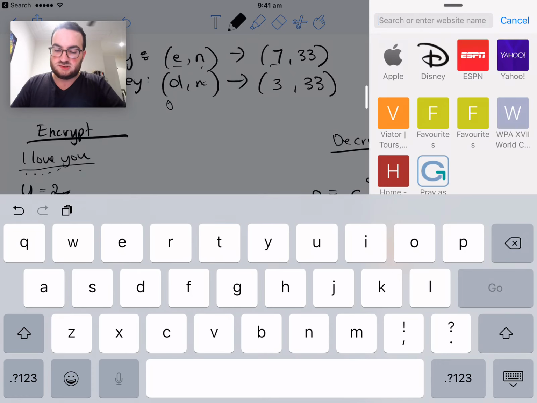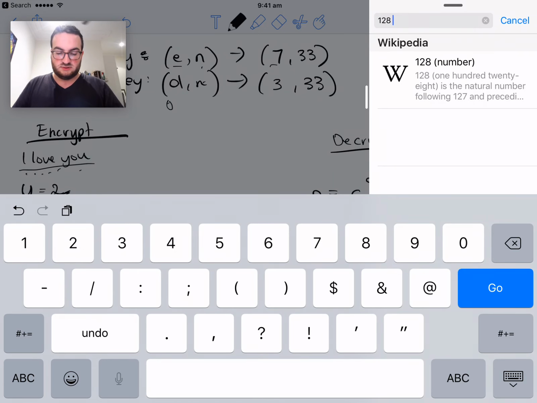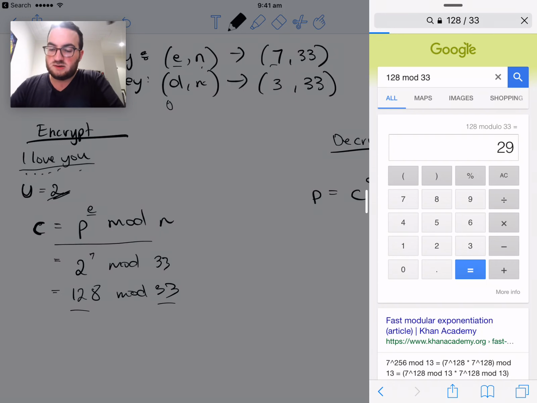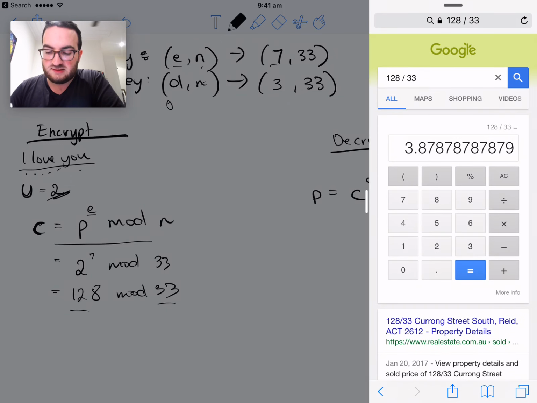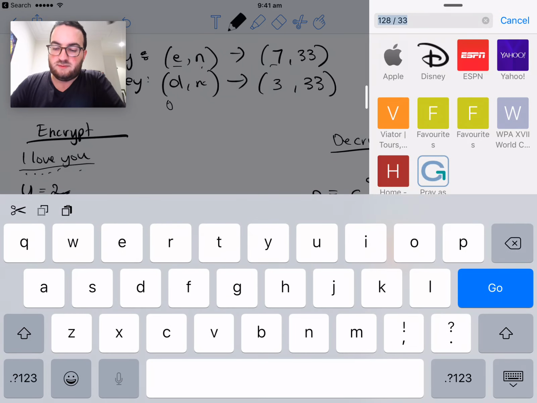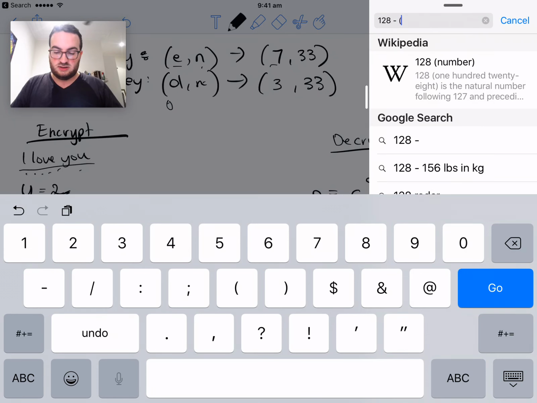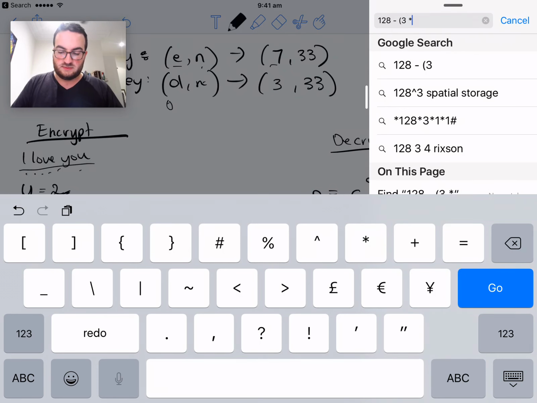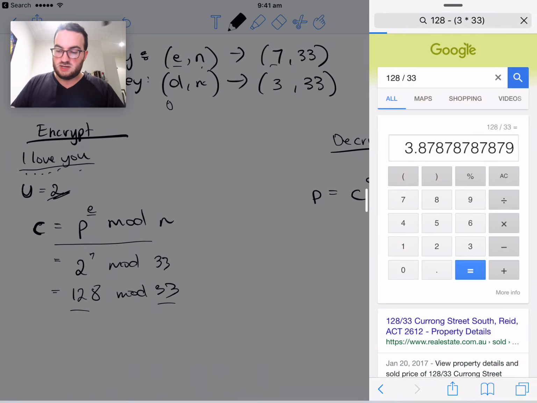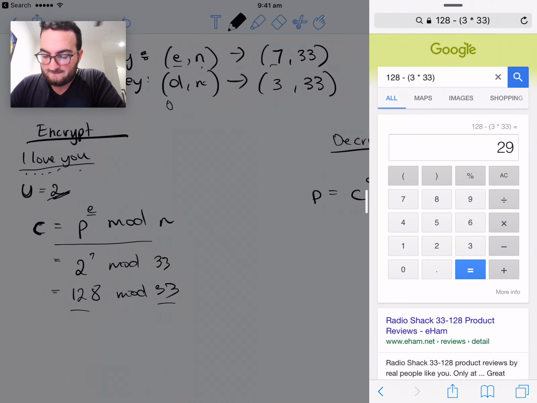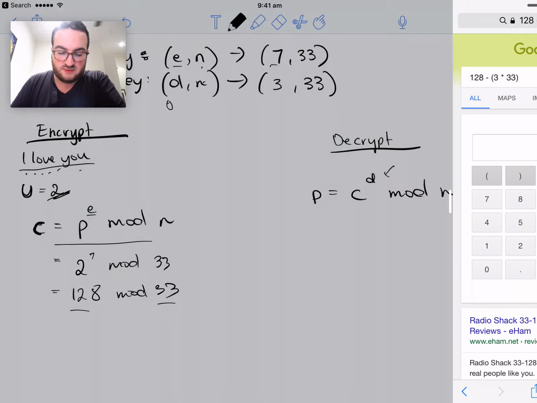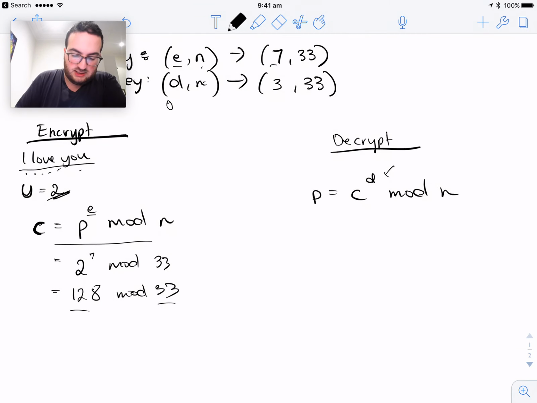But if you don't have that on your calculator in an exam or something, it's quite easy to do. You just do 128 divided by 33 and see how many times it wholly fits in. You can see here it's just 3, so 128 fits in 3 times wholly. So I say 128 minus, in brackets, 3 times 33. This gives me the remainder, 29. That's the same answer we had before. So the ciphertext is 29. That's the value that is encrypted using RSA.